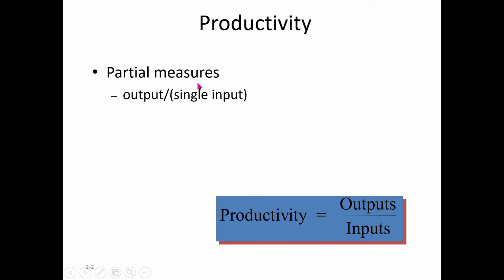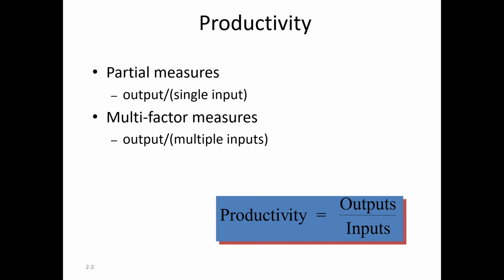Like the first one is partial measures. Partial measures are output divided by a single input, like how much output you are getting with a single input. Sorry, the input can be your labor, it can be your machine, it can be your capital also. Like with 4 laborers we are able to get 400 units of a product, so that means we will be able to calculate the productivity. 400 units are produced with the help of 4 laborers, so that means the productivity of each laborer is 100 units.